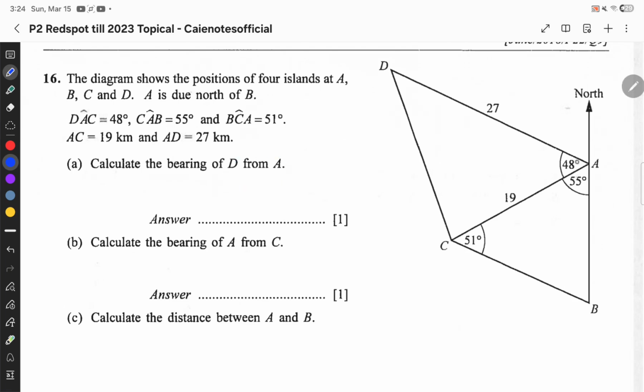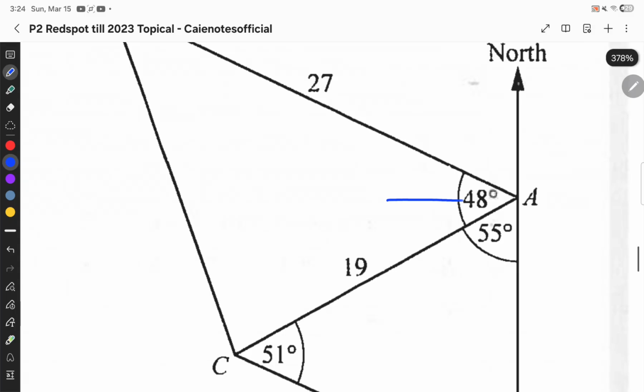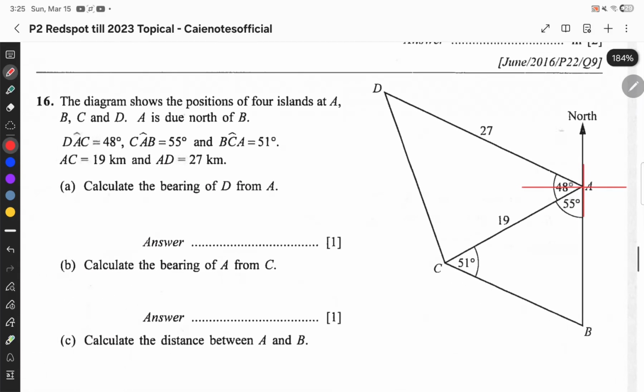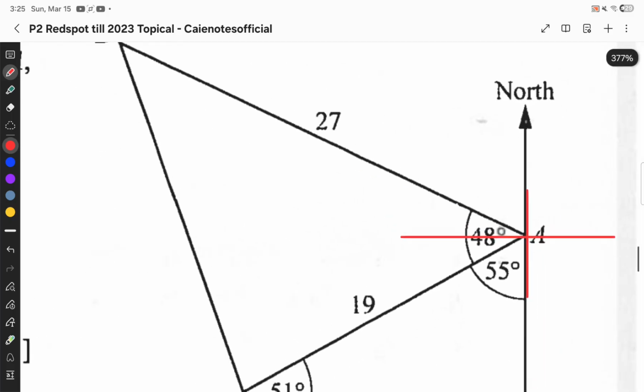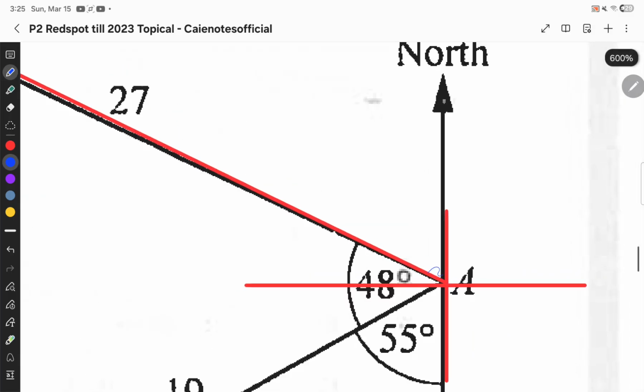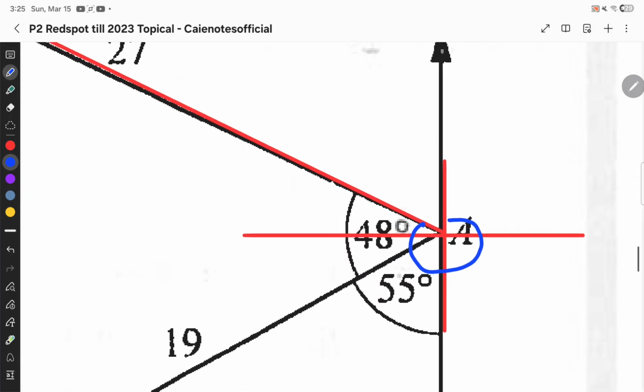So we go to A, we make our cross, our plus sign. And we then find AD, we make the line AD. Then we make the angle, we measure the angle.